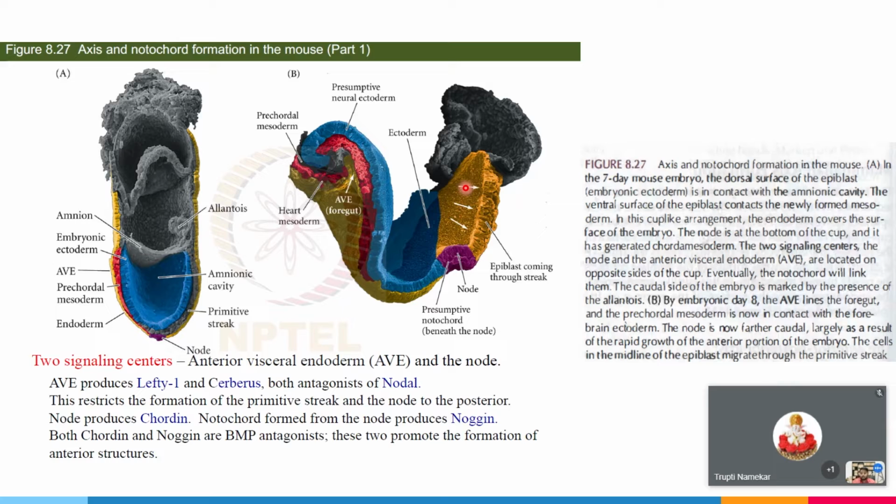So the two important points that we can get from these slides are, first, that there are two important signaling centers which help in the anterior-posterior patterning of the embryo, which are the AVE and the node respectively. The node is at the anterior end of the primitive streak. The AVE releases Lefty and Cerberus, which are antagonists of Nodal and prevent the progression of the primitive streak posteriorly. And the node releases Chordin, and the notochord that joins the node and the AVE releases another important signaling molecule, which is Noggin. Both of them are BMP antagonists and help in the formation of anterior structures.